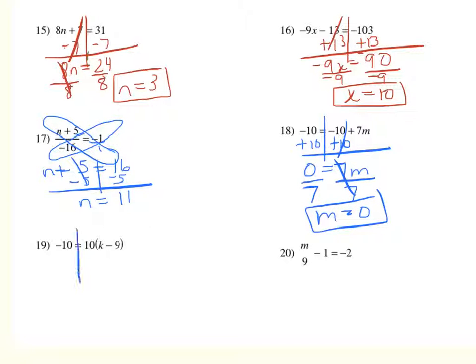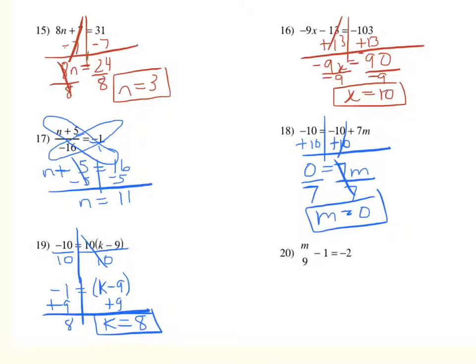Number 19, I'm going to divide by 10. That's going to leave me with a negative 1 is equal to k minus 9. I can get rid of those parentheses. In this case, for space, I'm just leaving them, giving me k is equal to 8.